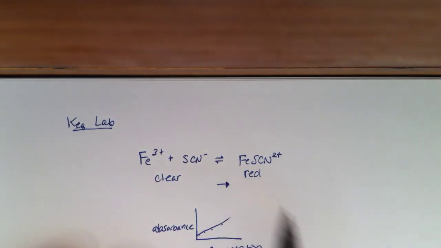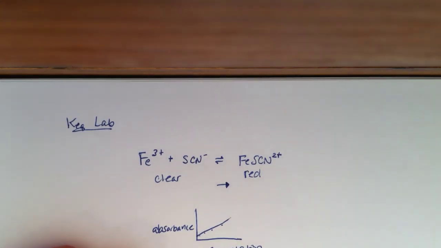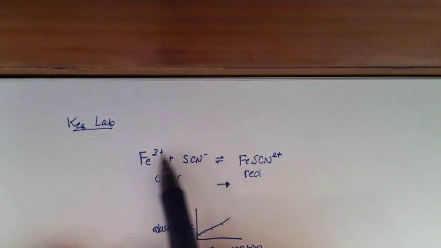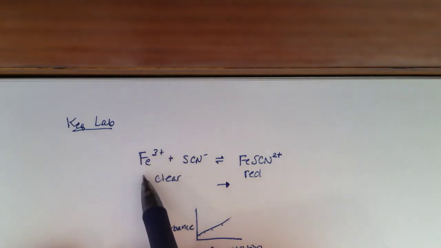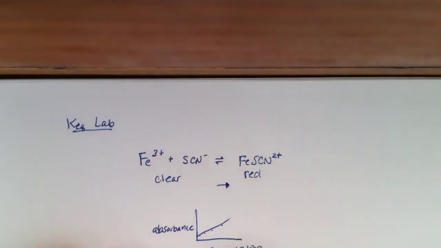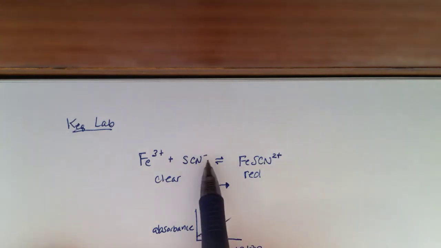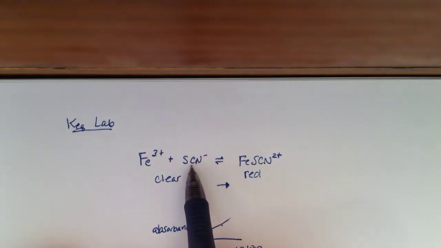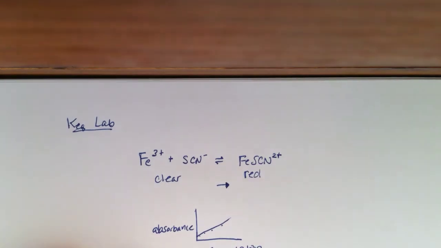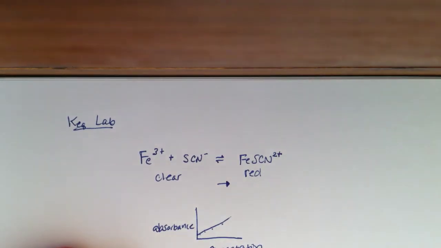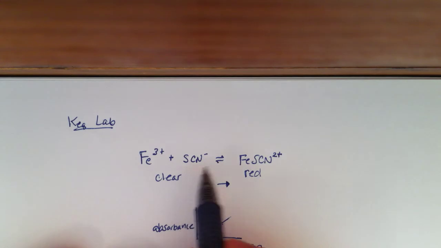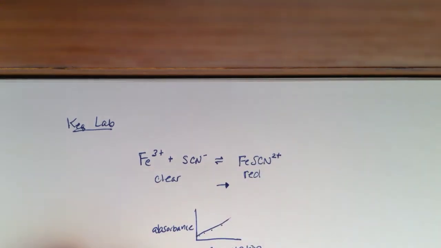And we could do it because this is red, and there's a direct relationship between the amount of light that can pass through a substance and its concentration. We also could do it because we had excess iron. We increased the concentration so much that it forced the equilibrium to the right, and that meant that the initial amount of thiocyanate was equal to the final amount of iron thiocyanate.